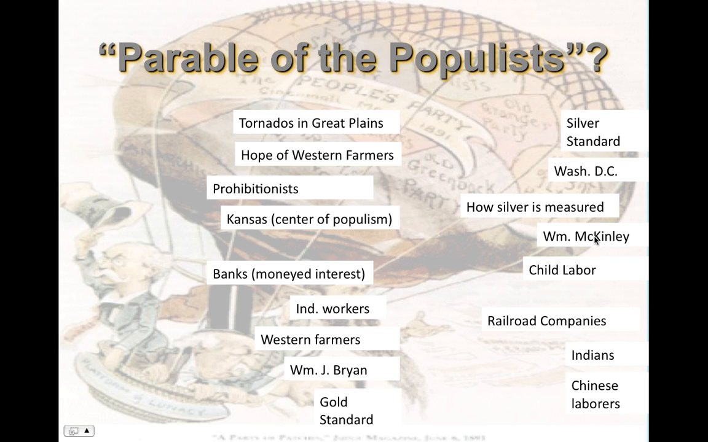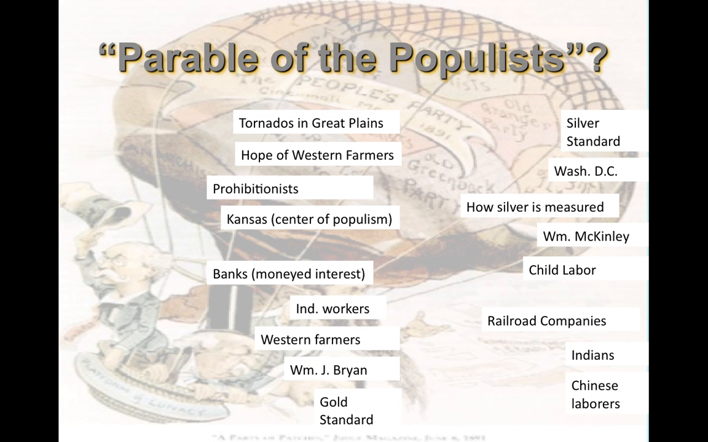They don't like William McKinley because he, of course, beats William Jennings Bryan. They want to see child labor ended. They don't like railroad companies. They don't like Indians. And they don't like Chinese workers. Okay, so you take all those things and you think Wizard of Oz. Take a minute, pause me if you want to have some fun. If you want me to just give you the answers, just let the video roll. But I'm going to tell you how to relate populism to the Wizard of Oz, okay? If you know the story, this is going to be a lot of fun.